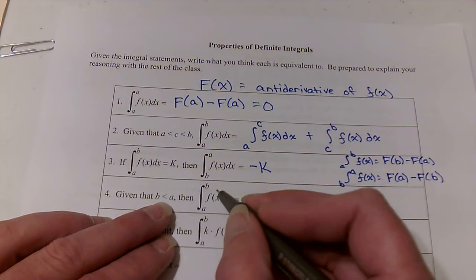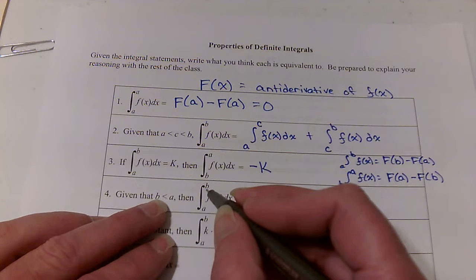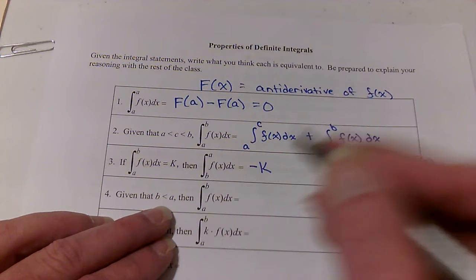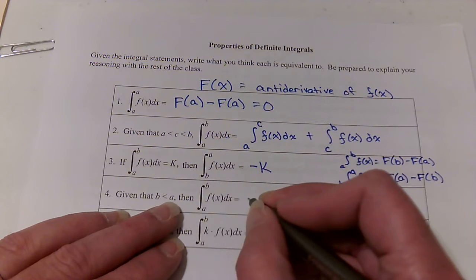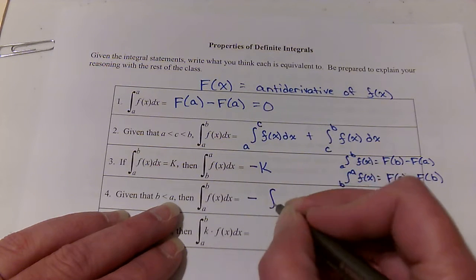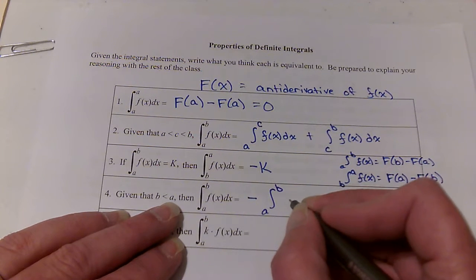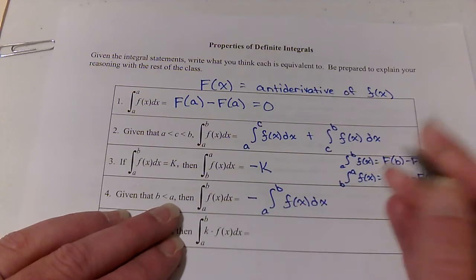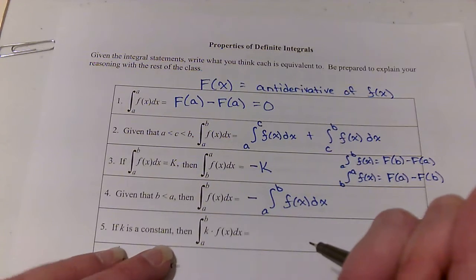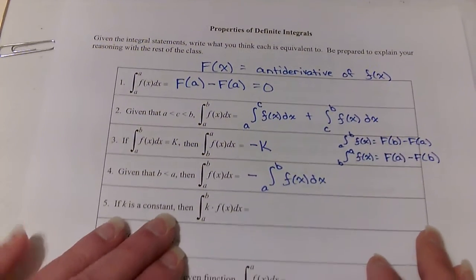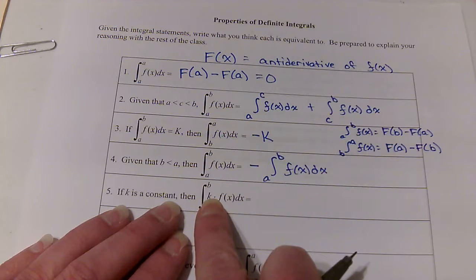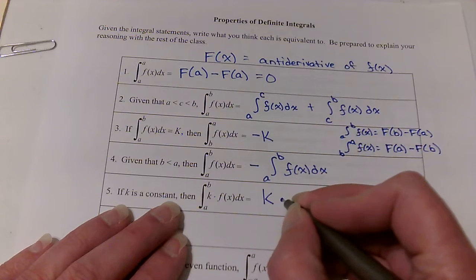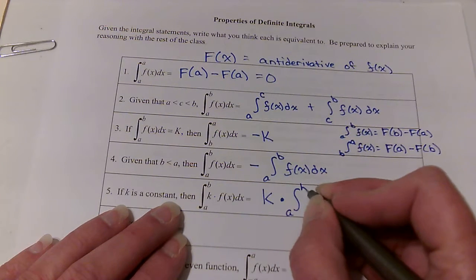Well, wouldn't that also happen really any time that your upper value is smaller than your bottom value? It's going to switch the signs. So this is the same as doing the opposite of A to B. Same thing. If you switch the bounds, it's going to be the opposite sign. Now this one we kind of saw happen. If we have a constant being multiplied, it's just going to be that constant times the integral.